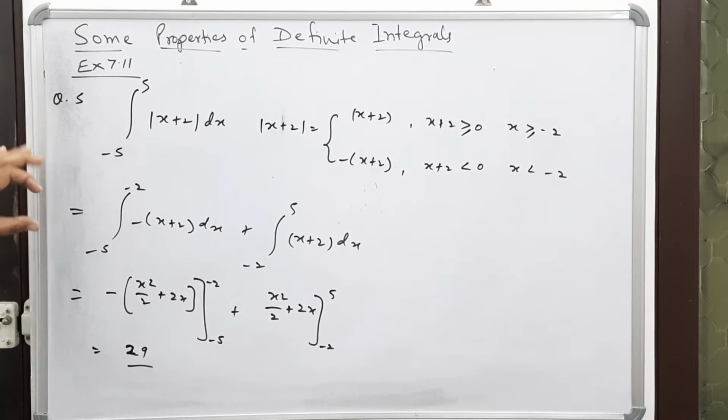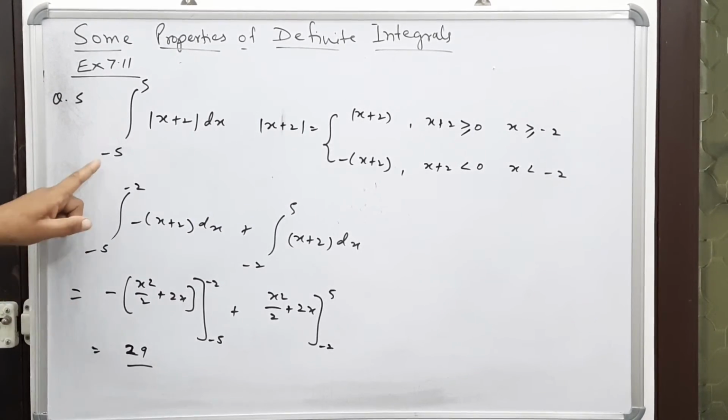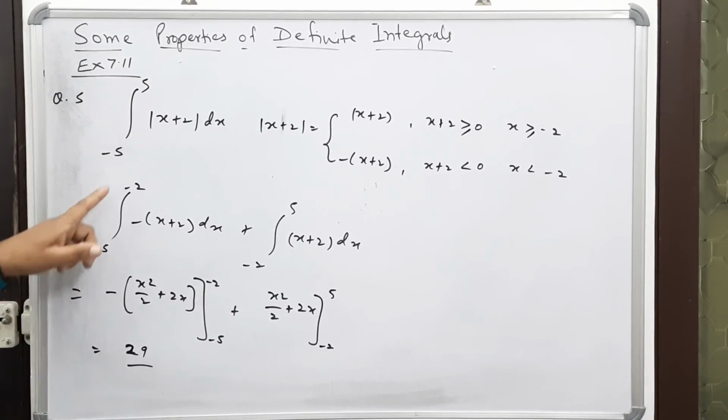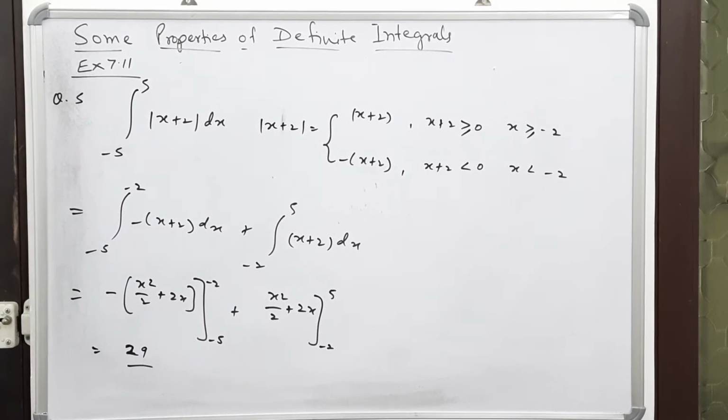So here the important part is how to break this into intervals. Which property did I apply here? A to B is A to C and C to B. So that was the main part which I wanted to explain to you. After this you can simplify. It is not a big part for you all.